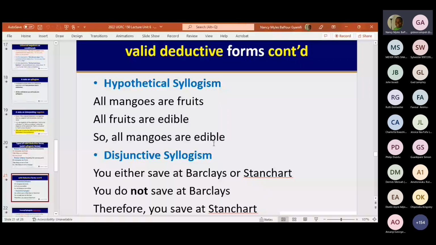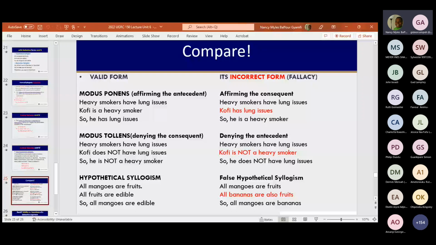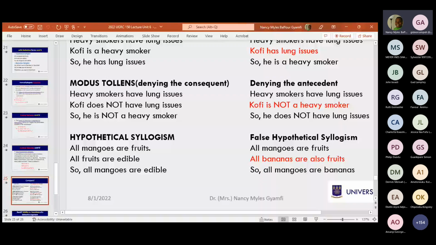That's hypothetical syllogism. It will be wrong, look, to go and say this. So someone read the hypothetical syllogism on your screen now, the last one, so that I show you the correct one and then the one that is labeled false hypothetical syllogism. I want someone to help. Guys, go ahead. Thank you.